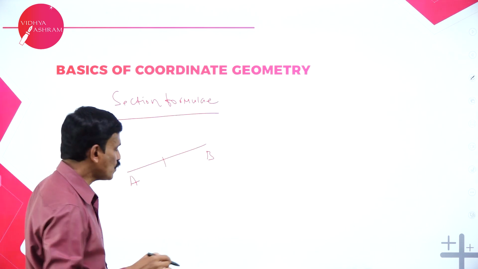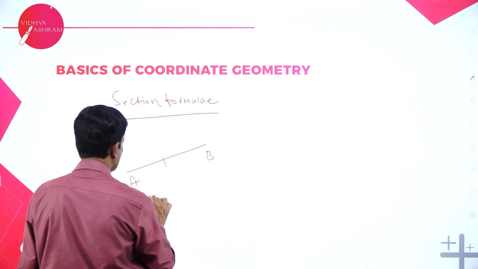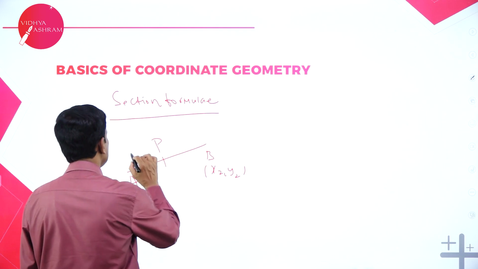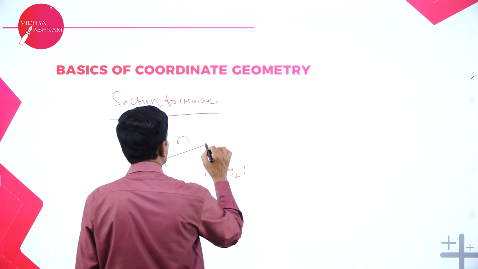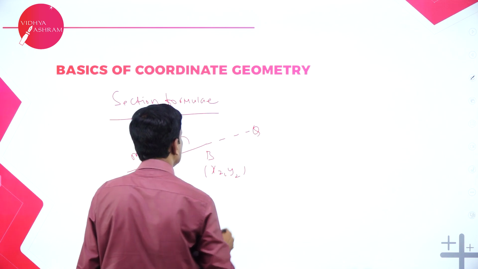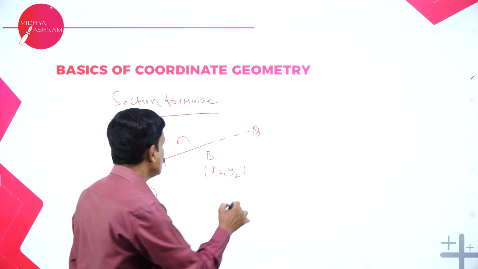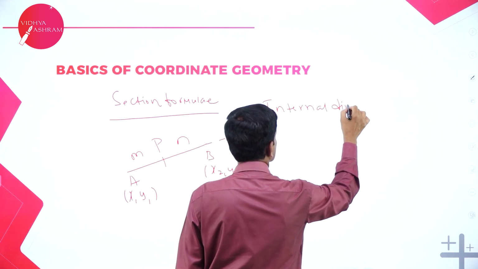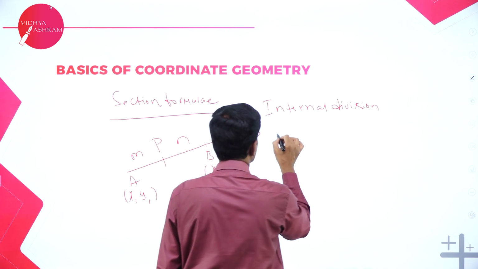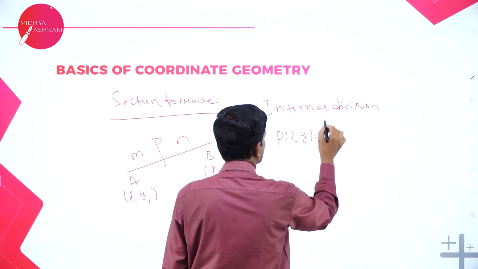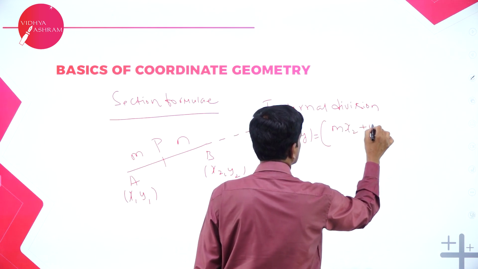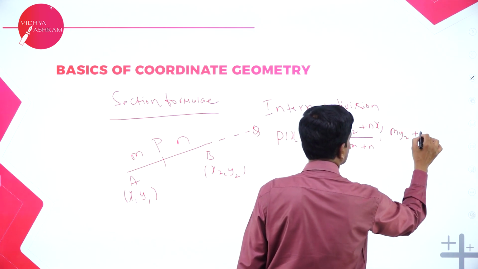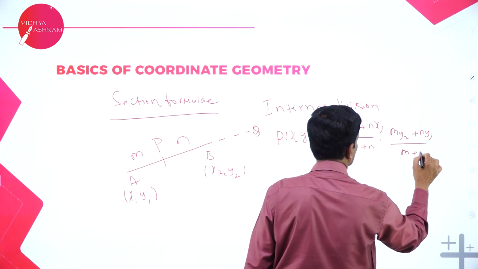Suppose a line AB is formed by joining the points A (x1, y1) and B (x2, y2). Suppose P divides AB internally in the ratio m:n, or another point Q divides AB externally in the ratio m:n. Then the internal division is given by P(x, y) equal to, what is the formula? (mx2 + nx1)/(m + n), (my2 + ny1)/(m + n).